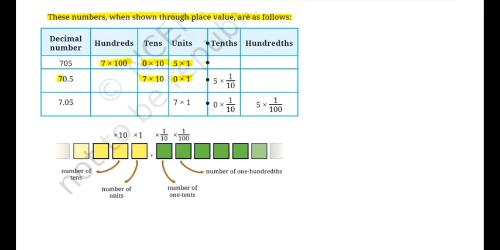1/10th place. Again 7.05, so 7 is at the units place now. Then you put a decimal point, then 0 is at the tenths place, and 5 is at the hundredths place. These spaces consist of the number of the tens. So when you multiply with 10, it means how many tens you are supposed to take. For example, if I have to say 70.5, I am going to take 7 tens, 0 ones, and then 5 tenths, and here again 0 hundredths. So this is the way you represent numbers with the decimal point in the decimal number system.